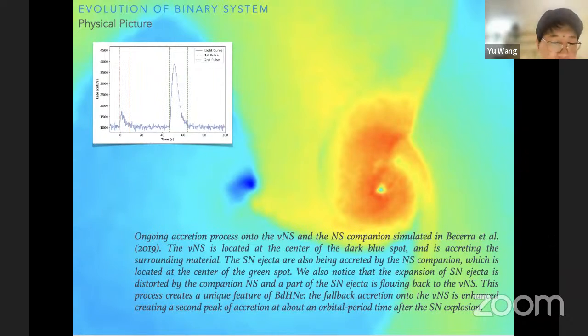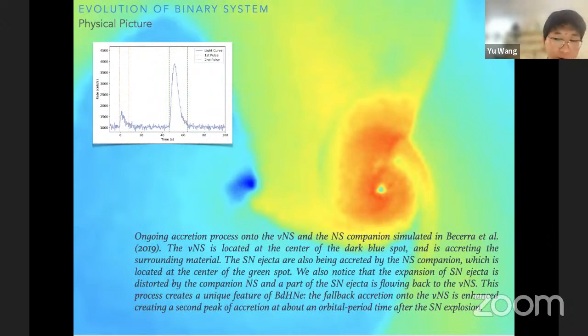So after a few minutes, this expansion. I'm talking about this picture, the simulation done by Lola. So this is an ongoing process. We can see the supernova has exploded, and the supernova ejecta has reached the companion neutron star on the right side. So first we have this matter accretion onto the companion neutron star, the green dot surrounded by the red color. And this accretion produces the first pulse on the top left.